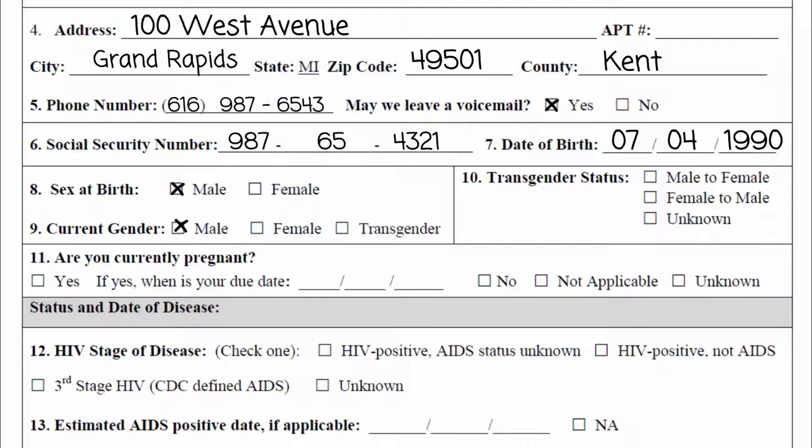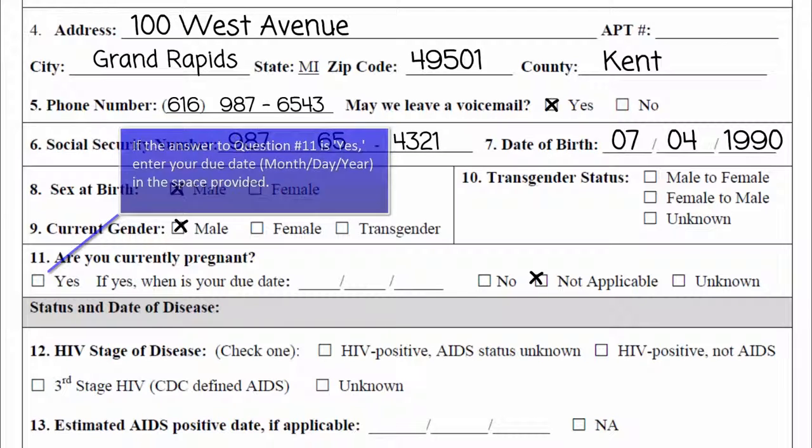Question 11 asks whether you are pregnant. If you are not pregnant, check the no box. If it's possible that you may be pregnant, but you are not sure, mark the box unknown. Males can check the box for not applicable. That completes all of the demographic questions. Now we will move on to the next set of questions.